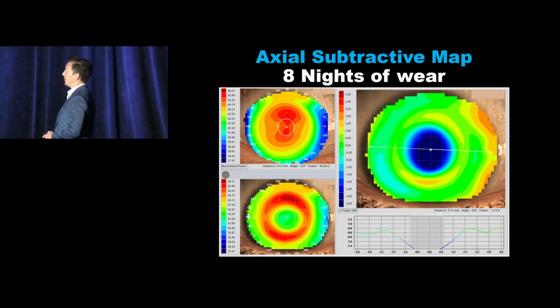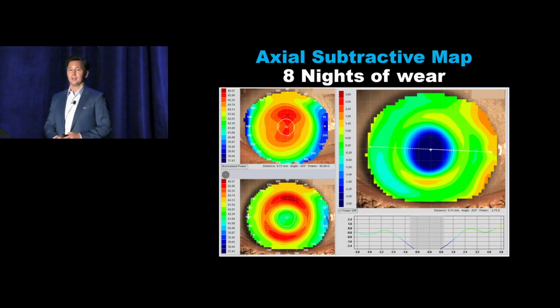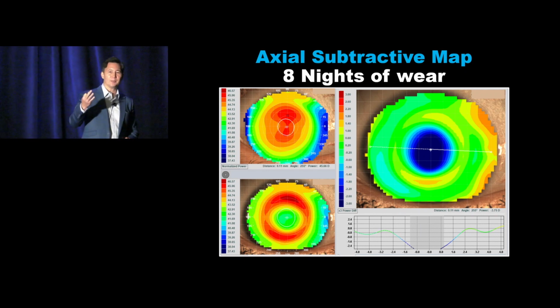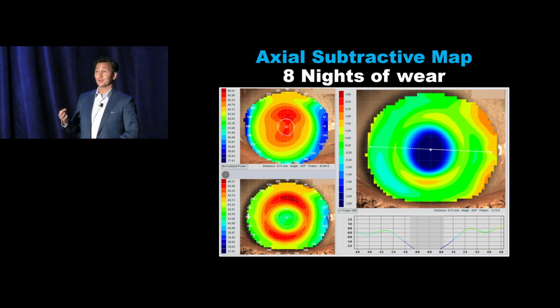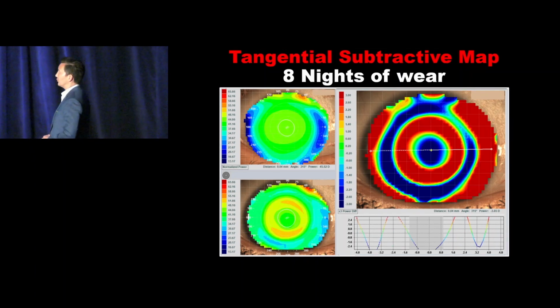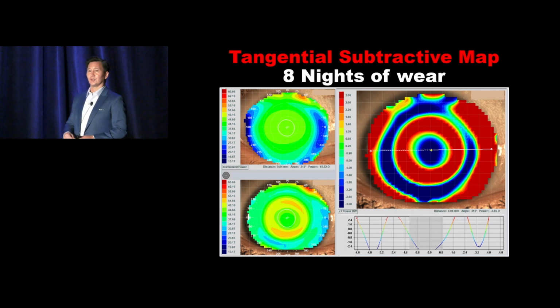So here's the same patient after 8 nights of wear. Can you believe that it ended up as such a beautiful bullseye response? That crappy looking smiley face, central island and half a treatment zone. So again, don't rush to conclusions. Let's go to the tangential map. Look at that beautiful red ring, perfectly centered. So that's the difference between 1 night and 8 nights of wear.